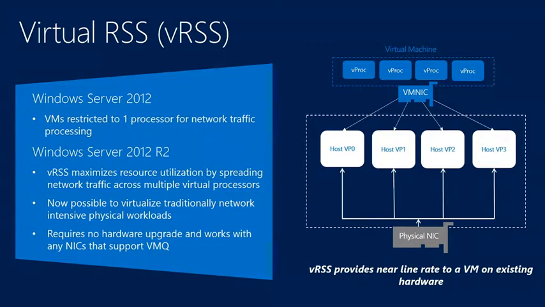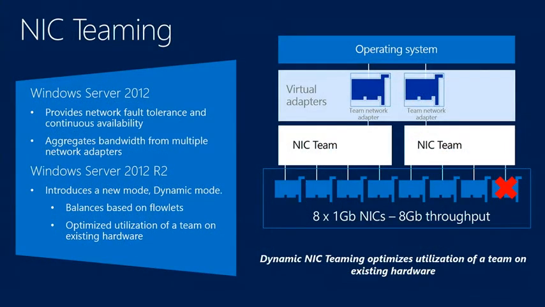All right. So virtual RSS, big area around being able to virtualize those workloads, typically file servers, maybe gateways that are very intensive on the networking side of things, that allow you to virtualize those workloads. Okay. Next area is around NIC teaming.